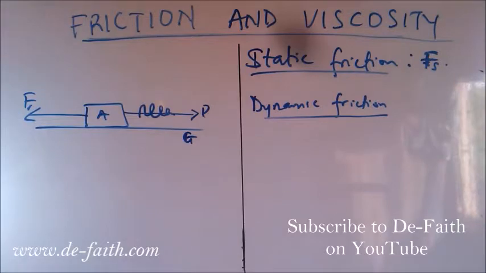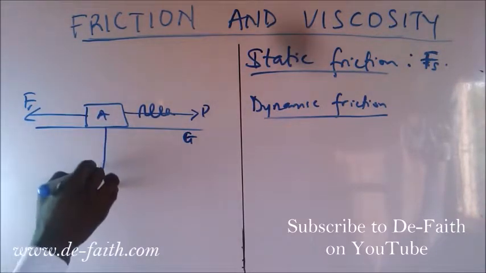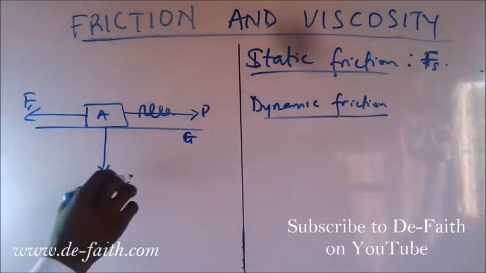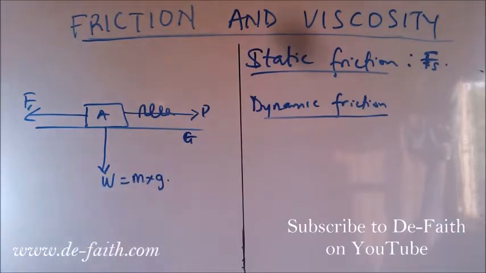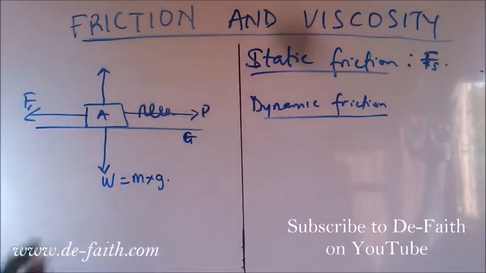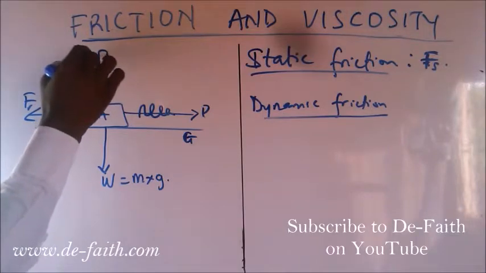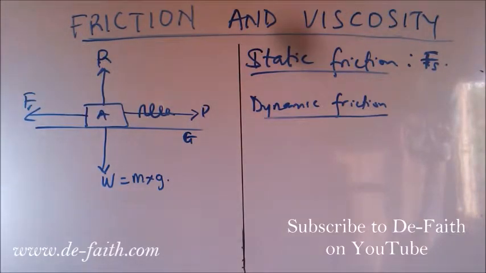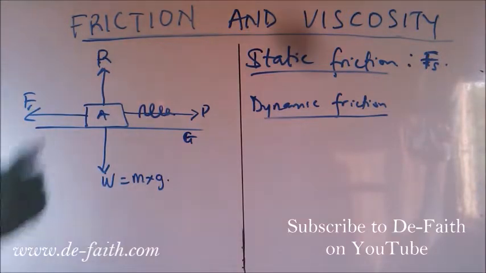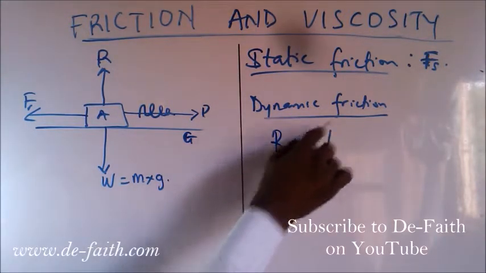Considering body A, it has its own weight, W, and weight is equal to mass times gravity. Now, to every action there is an equal and opposite reaction. This body has a force that keeps it in equilibrium, and we call it the normal reaction. The normal reaction is the equal and opposite reaction to the weight. So R is equal to W.